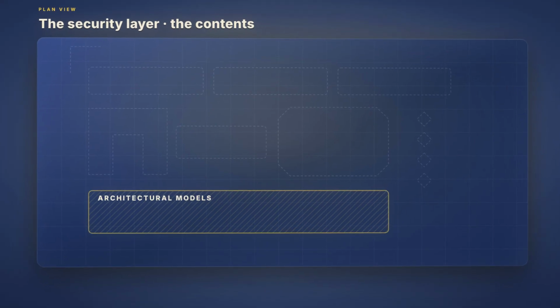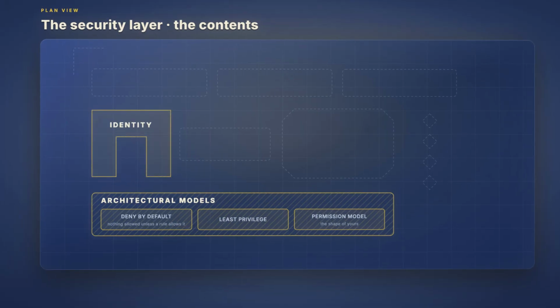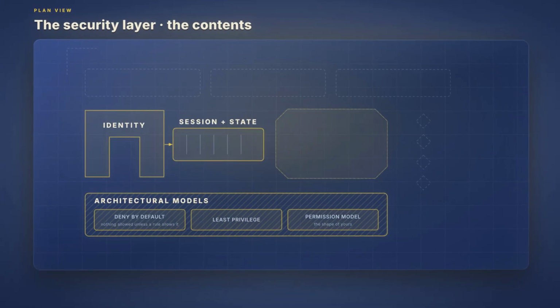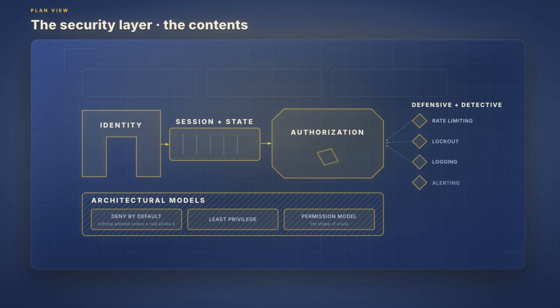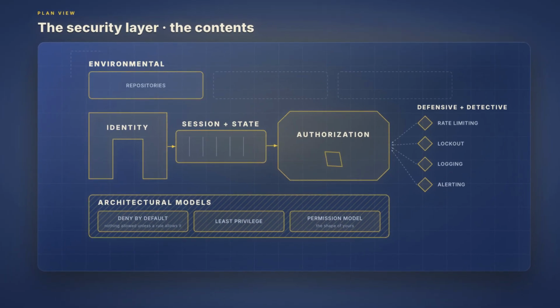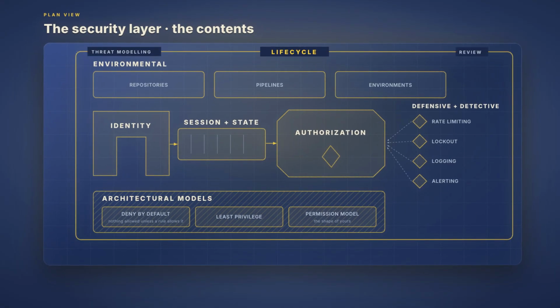The architectural models. Deny by default, meaning nothing is allowed unless a rule allows it. Least privilege, and the shape of your permission model. Identity, session, and state. The authorization logic itself. The defensive and detective controls. Rate limiting, lockout, logging, alerting. The environmental ones. Repositories, pipelines, environments. And the lifecycle work? Threat modeling, review, testing, disclosure. 7 groups, and you have probably touched 2 of them.